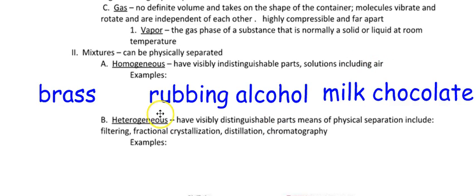So heterogeneous, hetero, the prefix means different. So these are different phases in a sense. They have highly distinguishable parts. I can tell the phases apart. I can tell where the different things are. So why don't you come up with your own heterogeneous examples and see how you do.